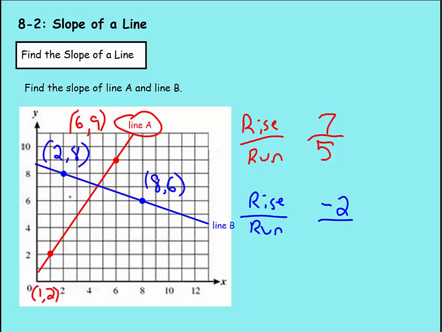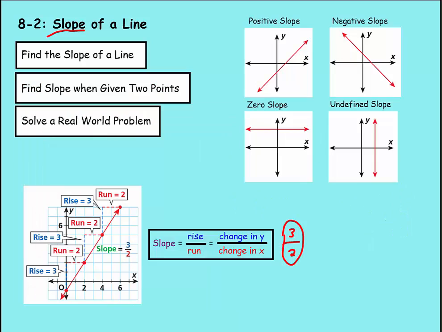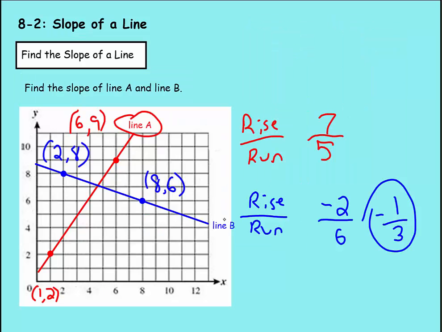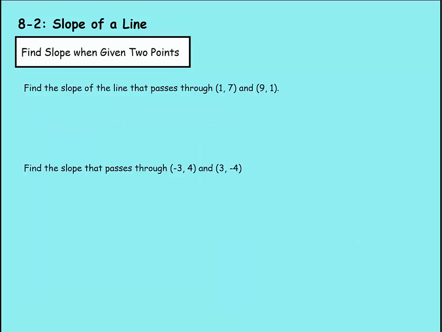How about the run? 1, 2, 3, 4, 5, 6. Negative 2 over 6. If you can simplify that, do so. So we have negative 1 over 3. That would be my slope. Here I notice it's a negative slope, and negative slopes do go downhill, kind of, if you're going left to right. Y is decreasing as x is increasing. That's the idea of a negative slope.